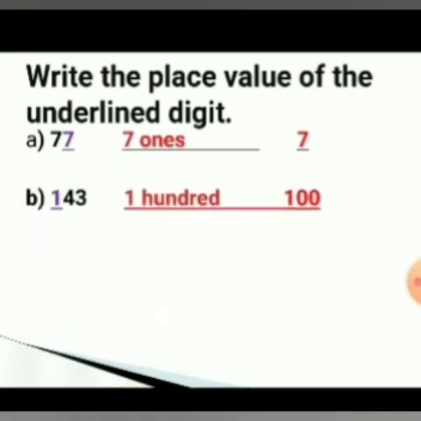The next one is 143. I have underlined 1. It's the place value of 100. And the last one is 167. The place value which I have underlined is of tens. So 6 tens means 60.